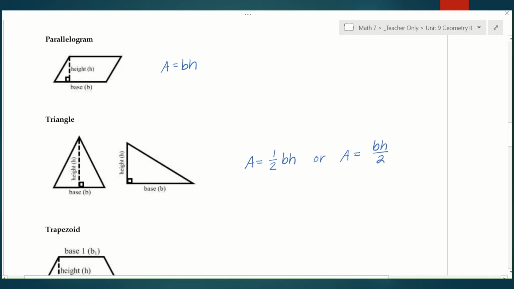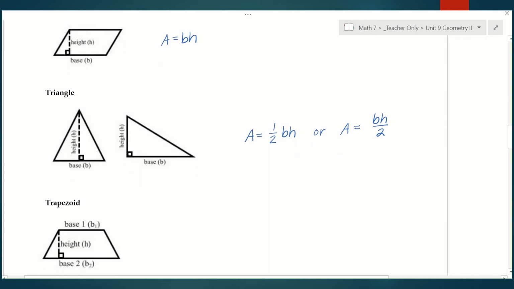So remember, if you multiply something by 1/2, it's the same as dividing by 2. That's why you can use either one of those formulas. And the reason I have two different pictures of triangles here is because in one of them, the height is shown kind of in the middle of the triangle. So anytime you see a right angle, that shows you where the height is. And then in the other one, the height is actually a side because the sides make a right angle. So we'll talk about that too when we see our examples.